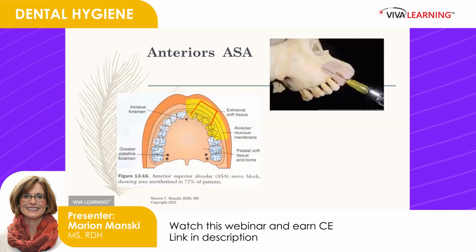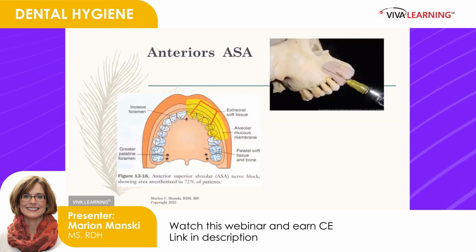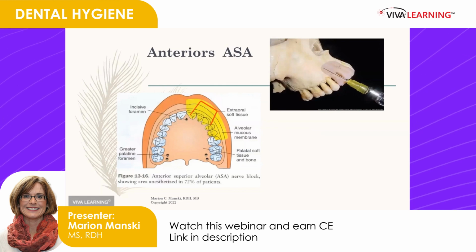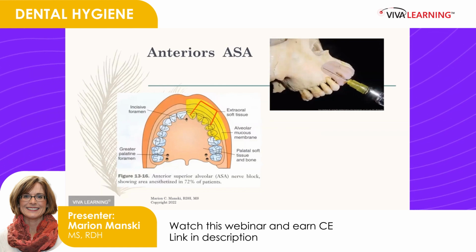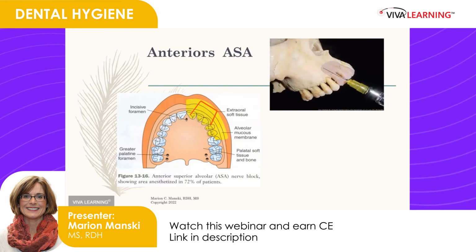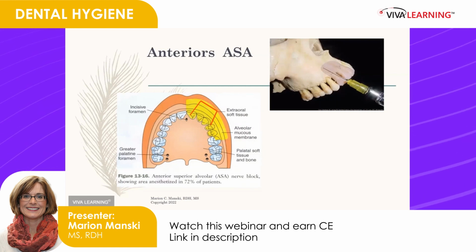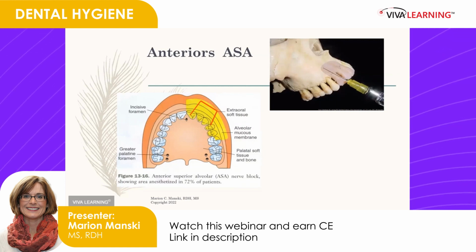Anterior superior alveolar, if you look at the red area, it's going to get our central, lateral, and canine. It's going to get the same thing: facial soft tissues, underlying bone of those teeth, pulpal of the central, lateral, and canine.